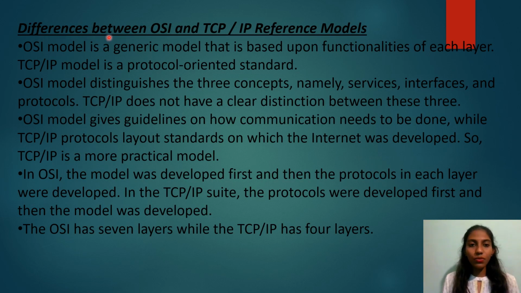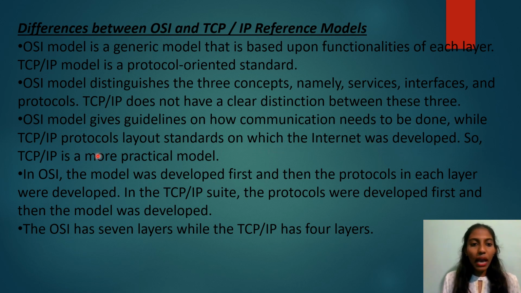Now, the differences between OSI and TCP/IP reference models. The OSI model is a generic model that is based upon the functionalities of each layer. The TCP/IP model is a protocol-oriented standard. The OSI model distinguishes three concepts, namely services, interfaces, and protocols, and TCP/IP does not have a clear distinction between these three. The OSI model gives the guidelines on how the communication needs to be done, while TCP/IP protocols lay out standards on which the internet was developed.